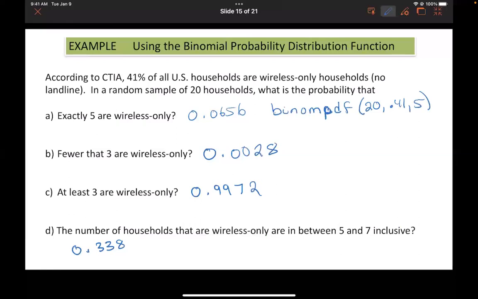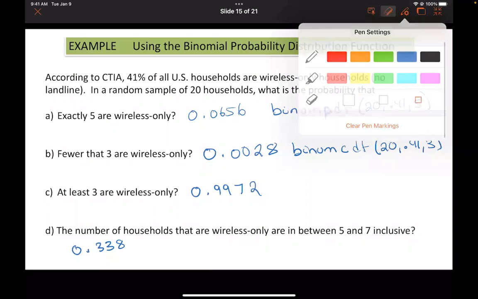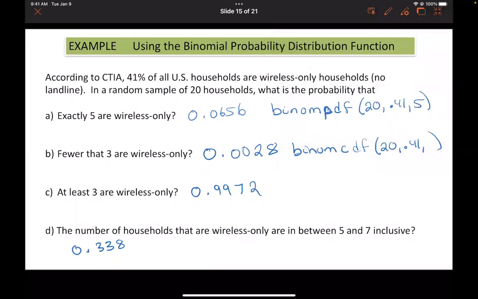Okay, so fewer than 3. So 3 doesn't count. Fewer than 3 would be 0, 1, or 2, right? So it's less than or equal to 2. Because I have to have fewer than 3 cats, so I can't have 3 cats. So now it's binom CDF because cumulative, 20, 0.41, 2. Oops, I lied to you. Don't write that down. There we go, 2. I say it and then I'm wrong.